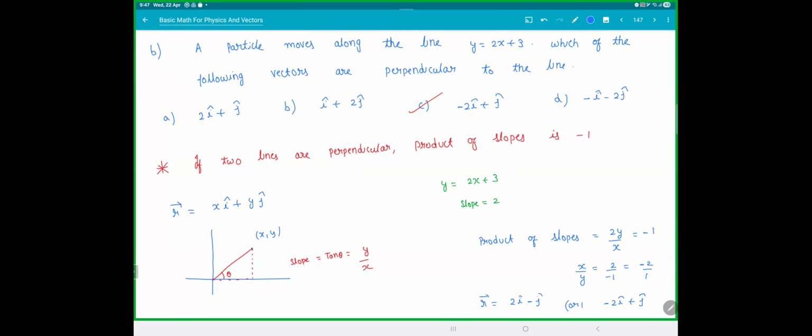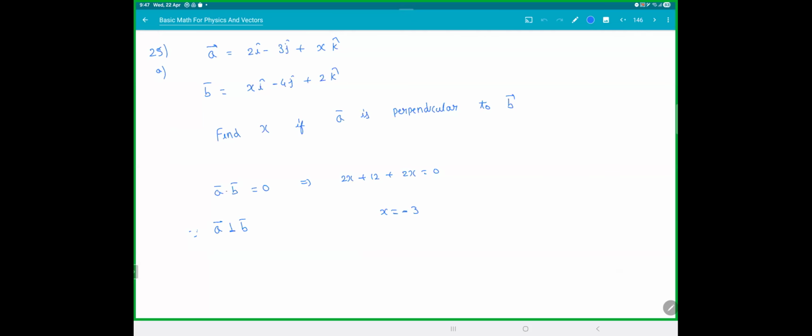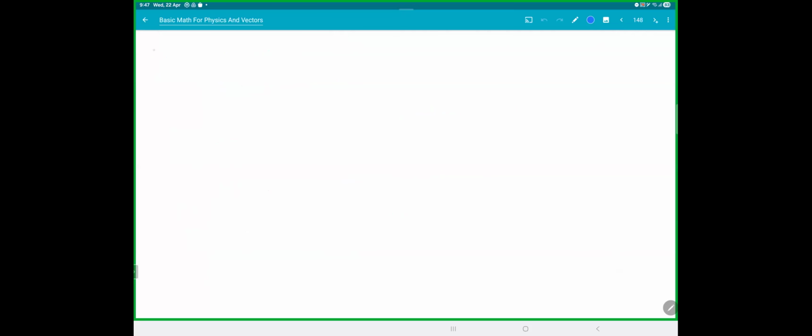Great. Let's see one more. We have two vectors. Mod a bar is equal to 2. Mod b bar is equal to 1.